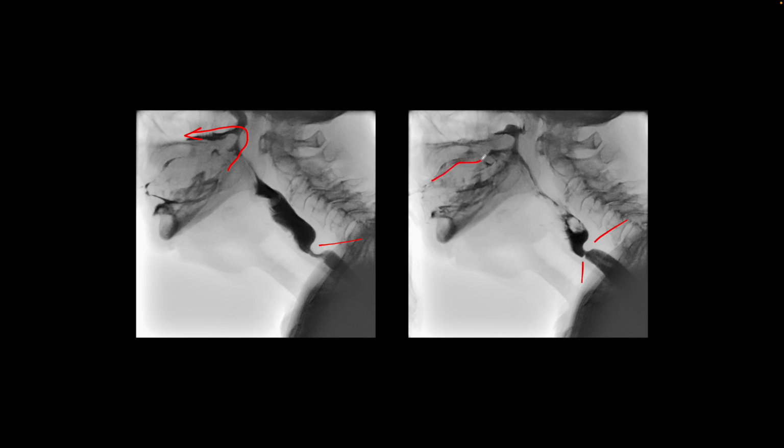This is the level of the palate. It's going like this, superior to the palate, and dripping down from their nose. So sometimes we see this reflux, and we have to report it. So look out. It's not a very common finding, but once in a while you may see some reflux.